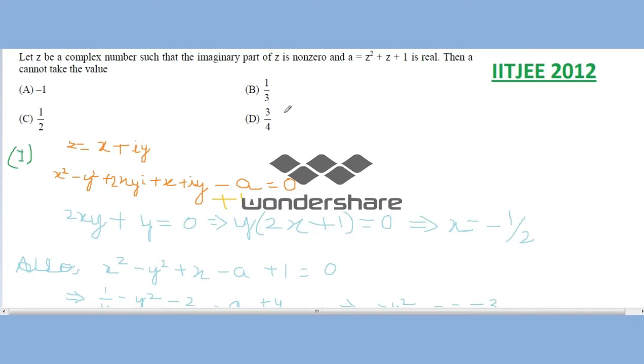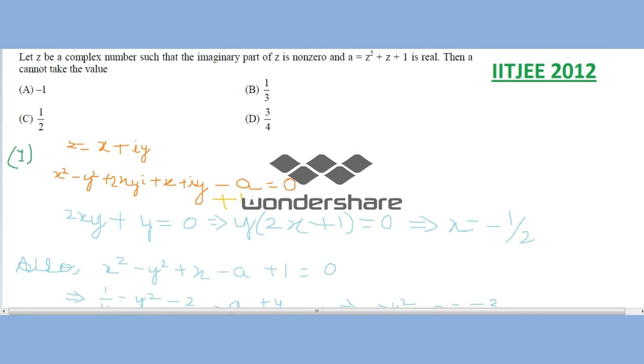Hello, yeah, welcome back. And we are solving a question from IITJEE 2012, and this is another question from complex numbers in maths. The question is from IITJEE 2012, as I said earlier. Let z be a complex number such that the imaginary part of z is non-zero, and a is something given which is real. Then we have to find.